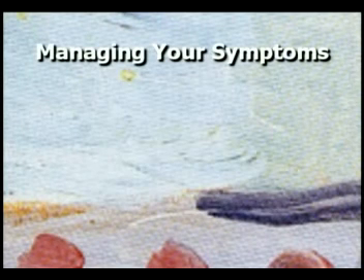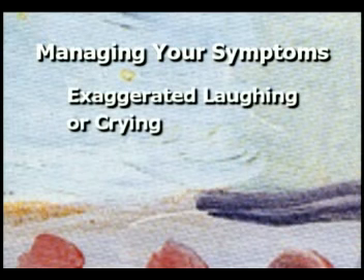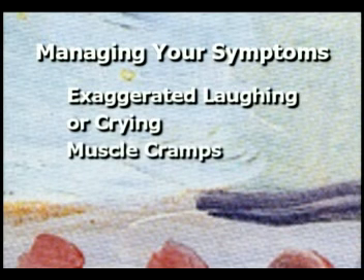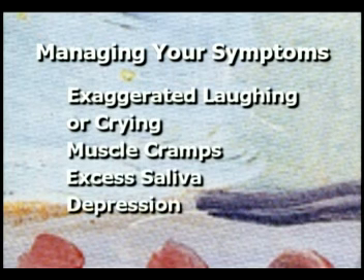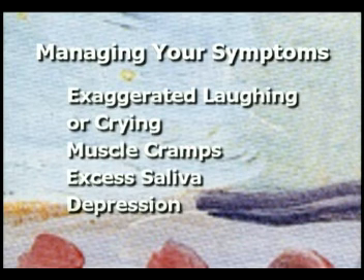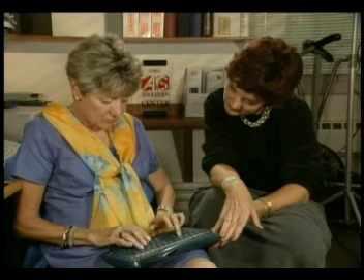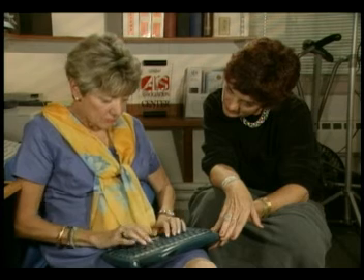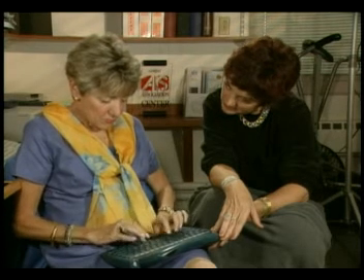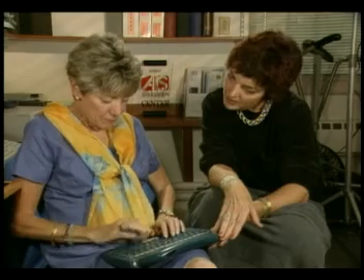It is not uncommon for some people to experience exaggerated laughing or crying, muscle cramps, problems with excess or thick saliva, or depression. It is important to understand that there are effective treatments for each of these symptoms. Emotional lability, or pseudobulbar affect, are terms to describe difficulty in controlling behaviors such as crying and laughing. You may cry or laugh easily, in excess, or at inappropriate times. Understandably, the symptom can be upsetting to you and your caregiver.